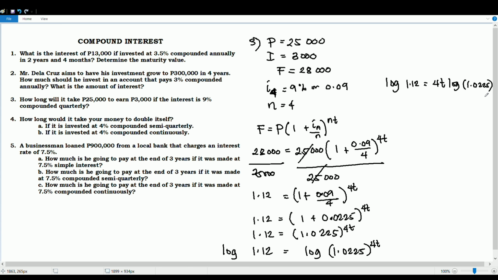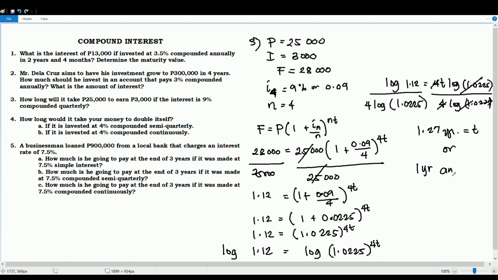Now to solve for t, we can divide both sides by 4 log of 1.0225. So the 4 and the log cancel out. The remaining variable on my right side is t. And t is equal to, if we calculate this in our calculator, that is already equal to 1.27 years. Okay, or we have 1 year and 3 months.